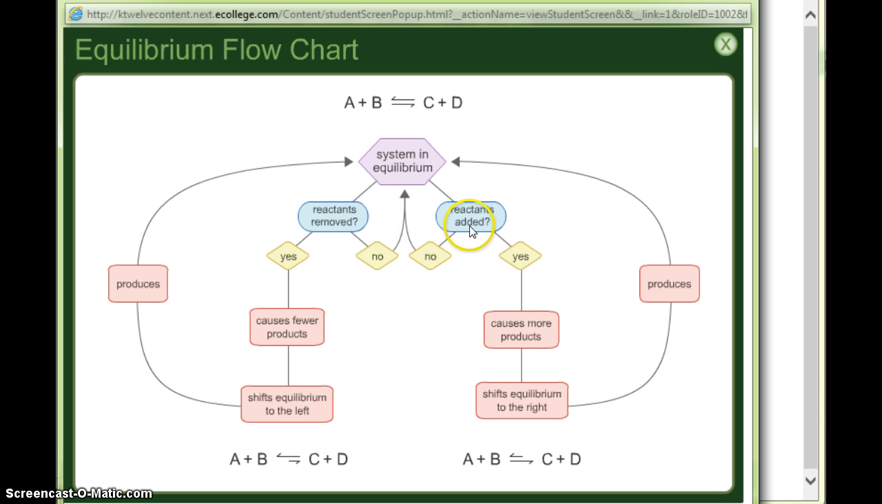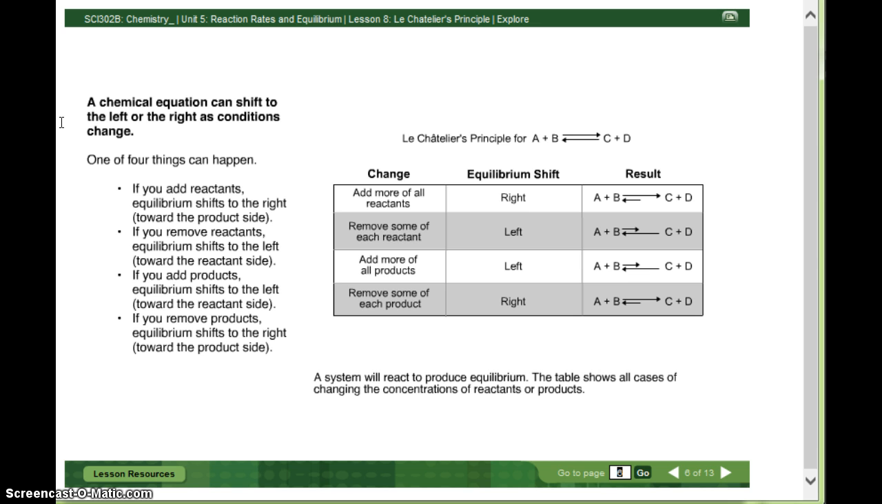So let's go back. We have reactants are added, yes. It causes more products, shifts equilibrium to the right. And then it produces, again, a system in equilibrium. A chemical equation can shift to the left or to the right as conditions change.